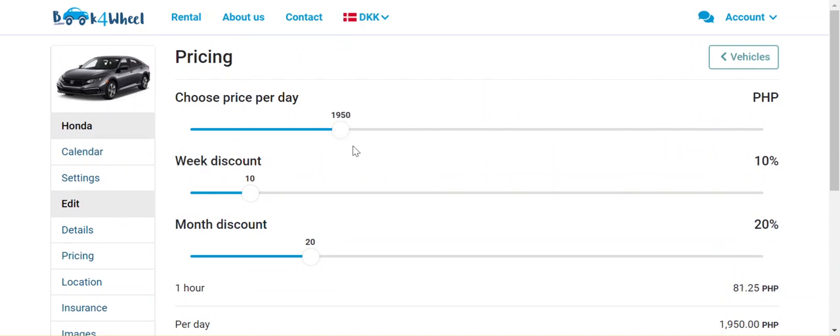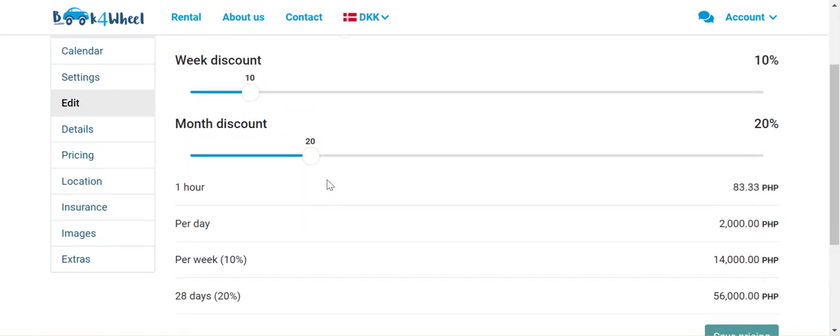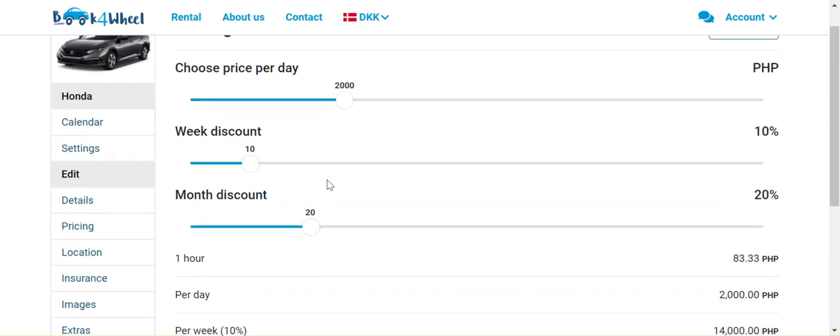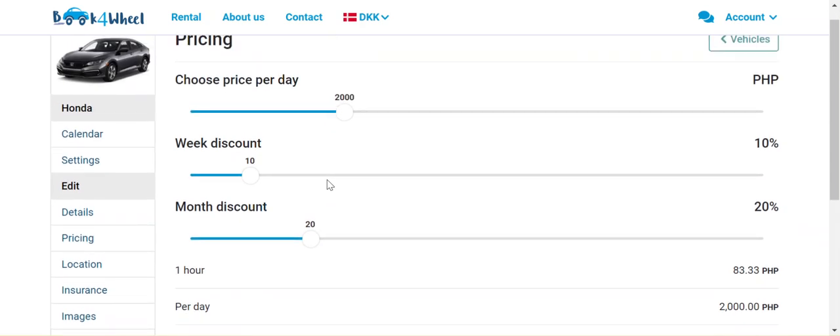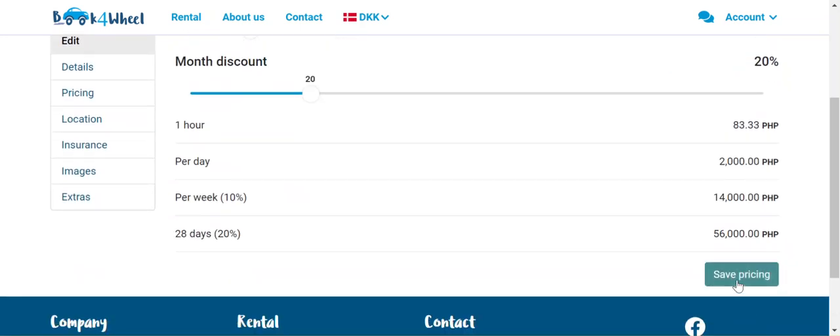So let's say if your car rental is 2000, then it will be 2000 plus the 800. So it will be 2800 in total for 24 hours, including the driver, and the driver will only drive 8 hours. So please correct this mistake on the website so you can get more rentals. And then after, make sure to save pricing.